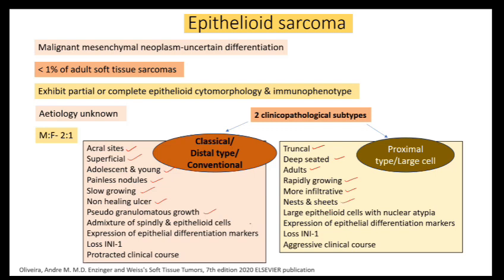Both of them can have epithelioid features. Here you can have spindly and epithelioid. Here you will have sheets of epithelioid cells with nuclear atypia. Both of them will express cytokeratin and there will be loss of INI1. This has more aggressive course, whereas this has protracted clinical course.